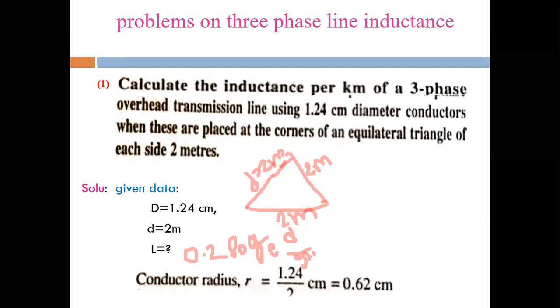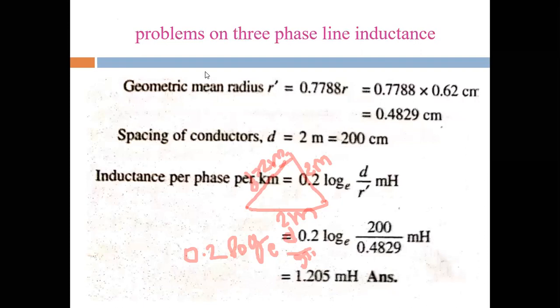After that we calculate the GMR, the geometrical mean radius R dash, which is 0.7788 into R. We already calculated the conductor radius R. So 0.7788 into 0.62 centimeters is 0.4829 centimeters. Next, we calculate the inductance per phase per kilometer, that is 0.2 log_e D by R dash.